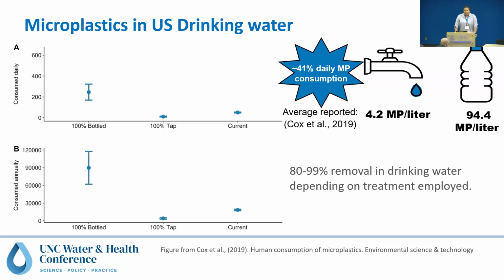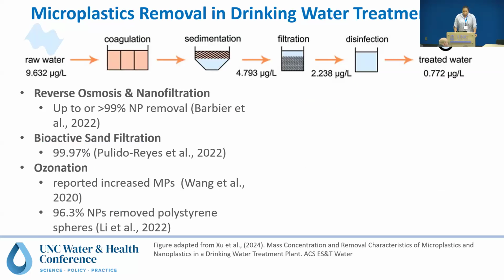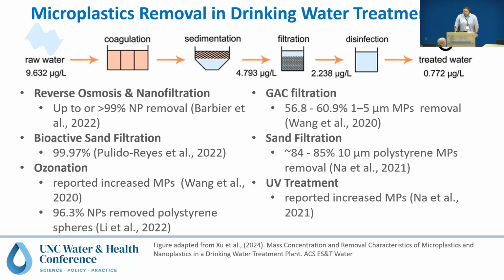But if we think about our typical drinking water methods, most microplastics are removed through these methods. From coagulation to sedimentation, more than half are removed. Filtration removes another half of that. And then the final treatment process will remove another decent amount. So it could be anywhere from 80% to 90% of microplastics are removed.